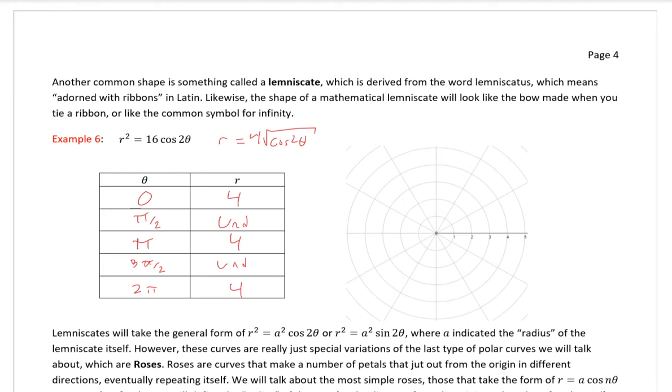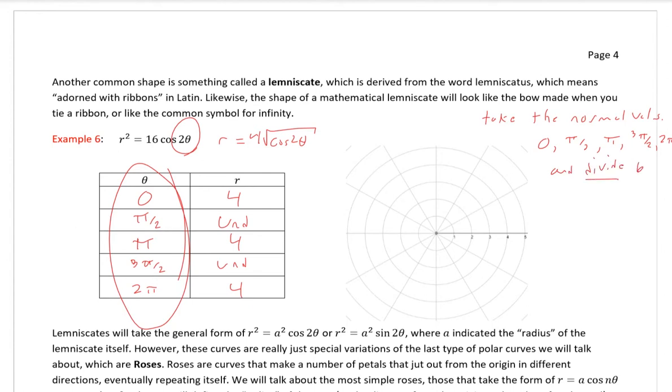The reason is because we notice now on the inside it's more complex than just theta. It's 2 theta. What that means in terms of trying to generate values for theta, instead of using these, what we're going to do is take the normal values of 0, pi halves, pi, 3 pi halves, and 2 pi, and divide them by 2.